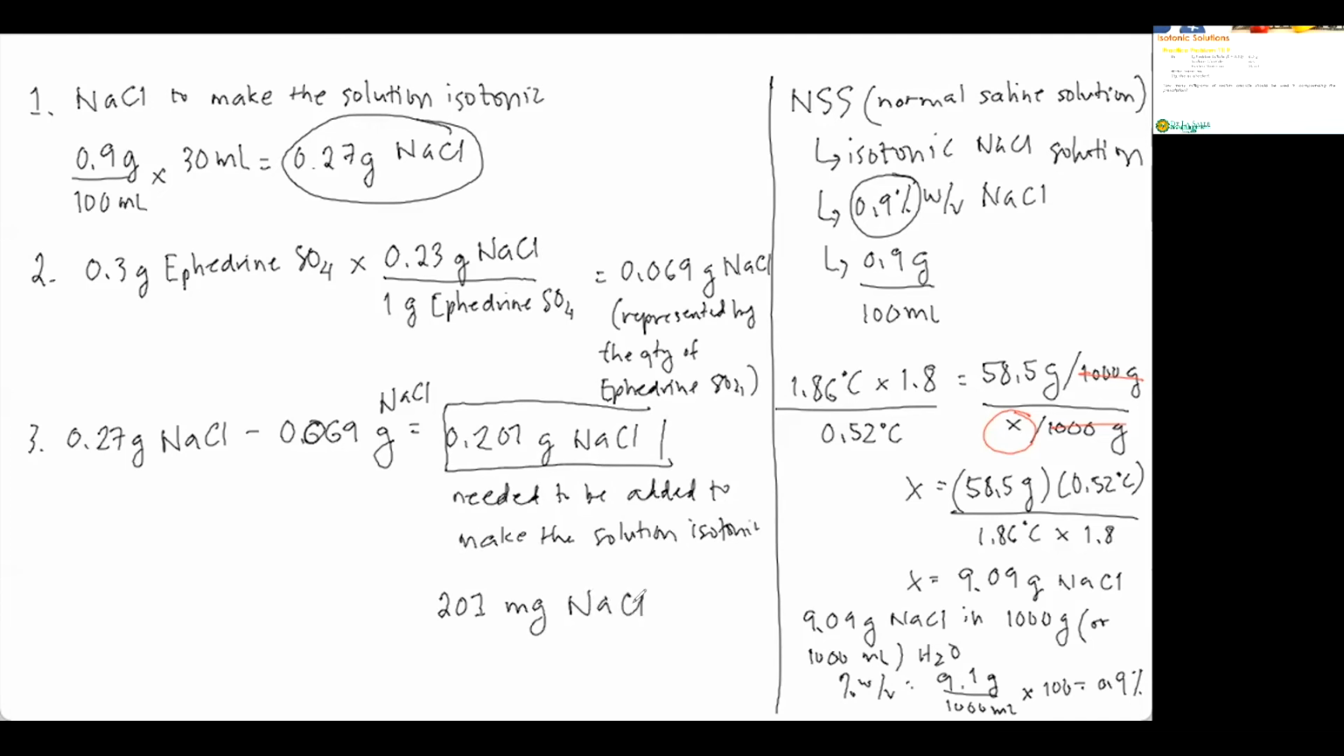So once again, let us review the steps that you need to follow in order to determine the amount of sodium chloride needed to be added to make the solution isotonic. First, you determine the amount of sodium chloride that will make the solution isotonic if only sodium chloride were present in the solution. Next, you determine the amount of sodium chloride represented by the quantity of the drug that is present in the formulation. And then you subtract the amount of sodium chloride represented by the quantity of the other drug in the solution from the amount of sodium chloride that will make the solution isotonic in order for you to determine the amount of sodium chloride to be added to make the solution isotonic.